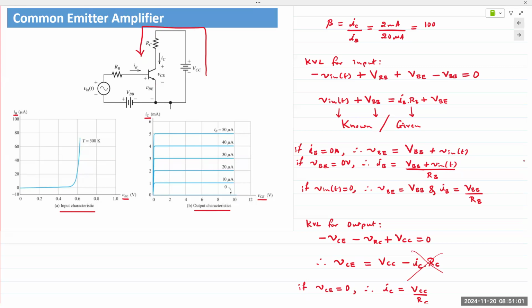No input, max output. Now, if you apply input and input goes max, meaning IB goes to its maximum possible value, so IC goes to its maximum possible value. If IC goes to its maximum possible value, then this drop goes to its highest point. Hence, VCE goes to its lowest point. So as the input increases, the output voltage decreases. And hence, 180 degrees out of phase.